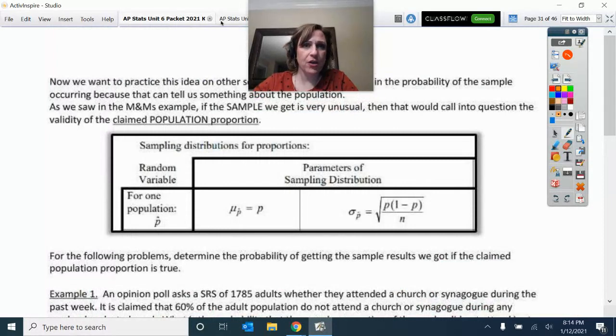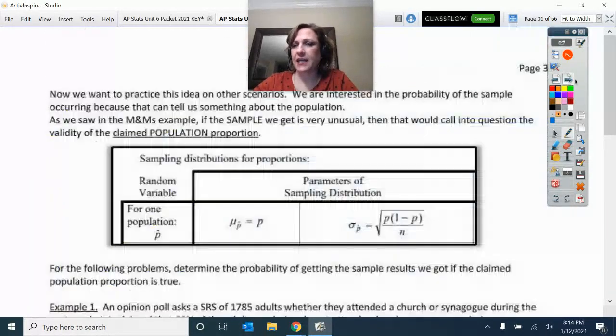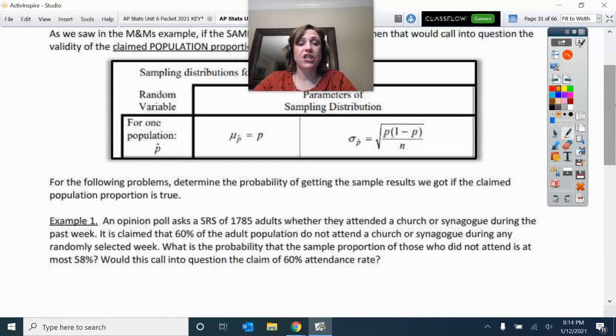So we have our first problem here, where we've got an opinion poll that asks 1,785 adults whether they attended a church or a synagogue during the past week. The opinion poll claimed that 60% of the adult population does not attend a church or synagogue during any randomly selected week. So that is the claimed amount. What's the probability that the sample proportion of those who did not attend is at most 58%?